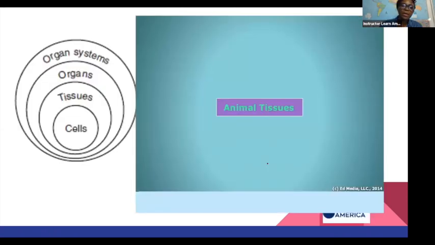And so remember, the cells are going to give rise to the tissues that we just saw: the skin, your nervous tissue, and muscle tissue. That's all going to give rise to the organs, and your organ to your organ system.